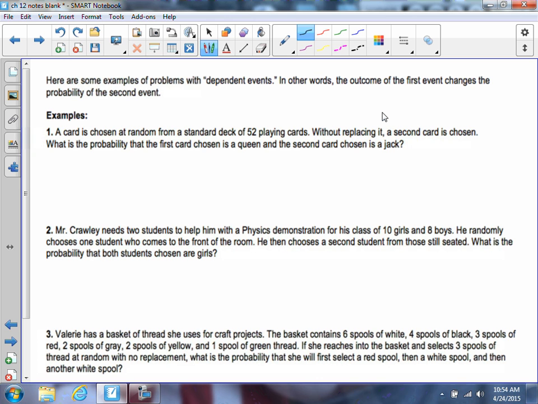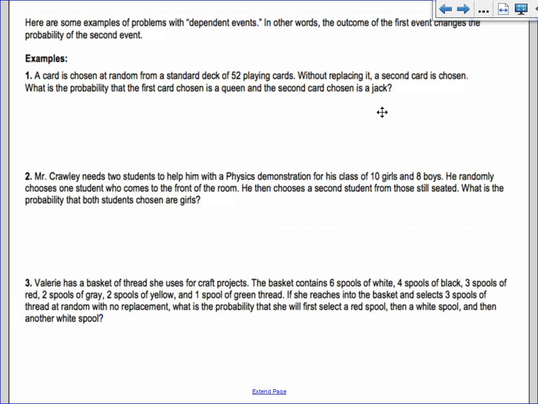Number 1: a card is chosen at random from a standard deck of 52 playing cards. Without replacing it, so we're not putting it back, a second card is chosen. What is the probability that the first card chosen is a queen and the second card chosen is a jack? So what we're envisioning is a giant tree diagram. Imagine we have this tree. The first route is going to go towards a queen. The second one's going to go towards a jack.